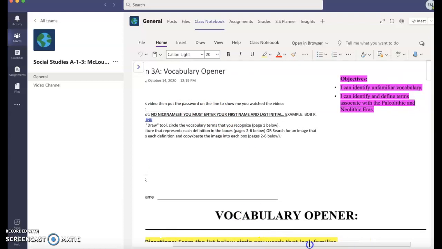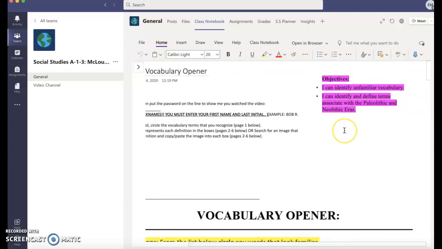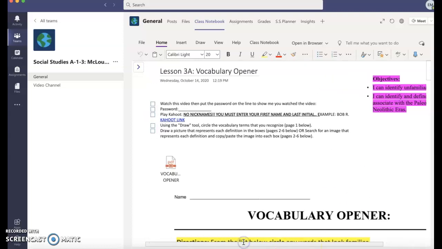I'm going to stop and point to the objectives for this lesson. I can identify unfamiliar vocabulary. I can identify and define terms associated with the Paleolithic and the Neolithic eras. The Paleolithic era occurred first, then it goes into the Neolithic. You don't have to worry about what the Neolithic era was yet, because we're just focusing on the Paleolithic era. But these vocabulary terms are used in both eras.